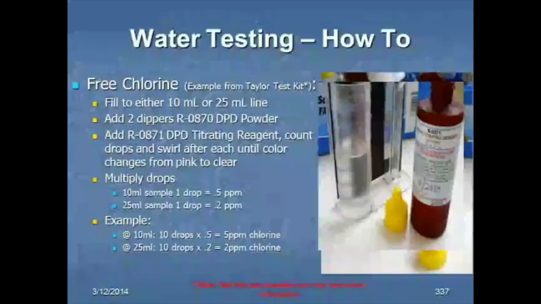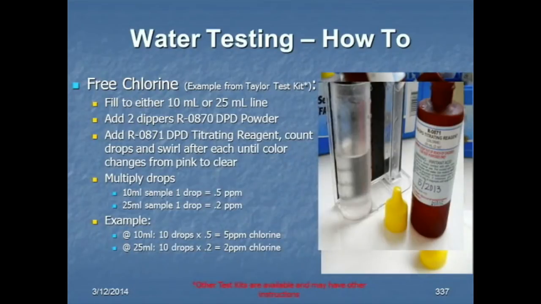If it was a 25 milliliter sample, which was used in this example, each drop that you add to your vial to try to turn it clear counts as 0.2 parts per million. So under both situations, if you counted 10 drops, depending on the volume, there's the equation. 10 drops would equal 5 parts per million chlorine in a 10 milliliter sample. 10 drops in a 25 milliliter sample would equal 2 parts per million chlorine.